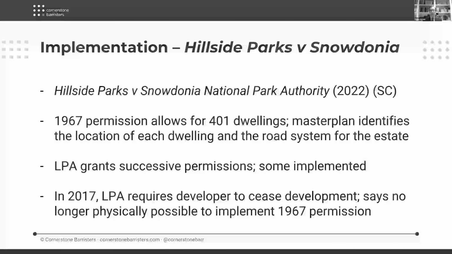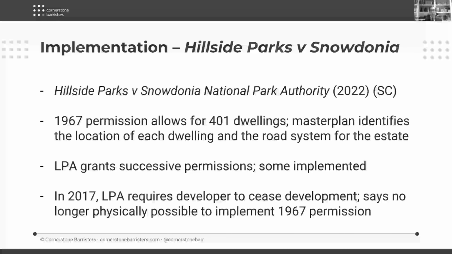And that was the pattern that was then followed as ground conditions proved difficult, as the developer's plans perhaps changed or evolved. Applications were made to the local planning authority for subsequent permissions for development on discrete parts of the site. And the local planning authority was perfectly happy to grant them, and it was the understanding of both the local planning authority and the developer that in other parts of the site where the discrete subsequent permissions didn't apply, the developer could still rely on the 1967 permission.